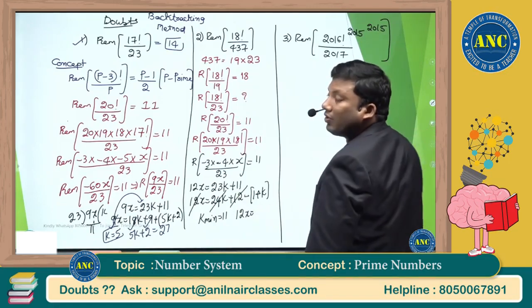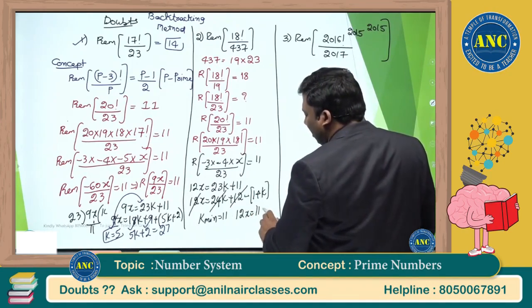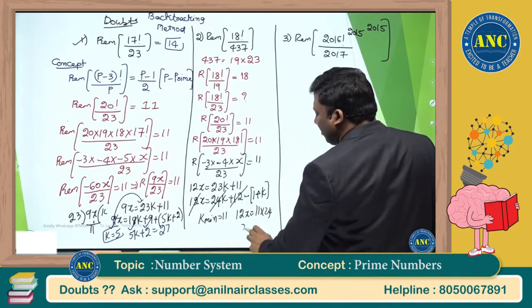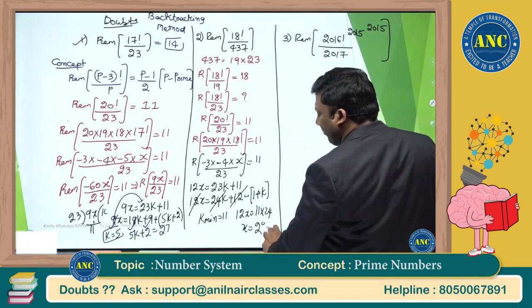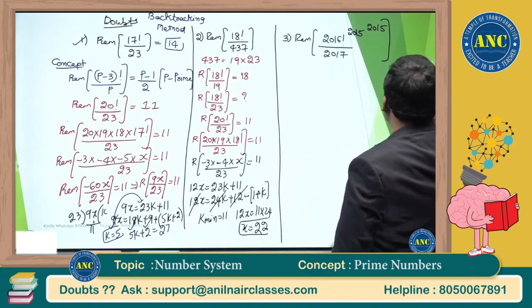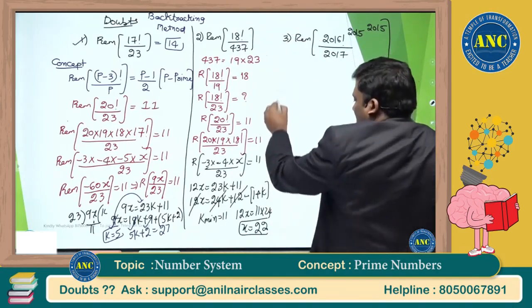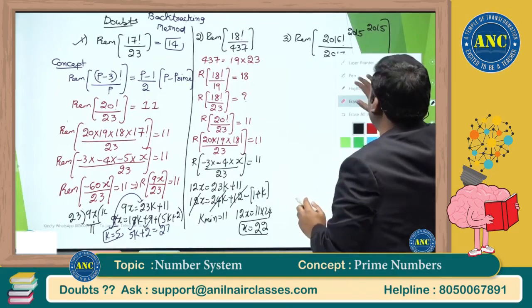12x is 11 into 23 plus 11. So 11 into 24. The x value is 22. Now see here, if the x value is 22.